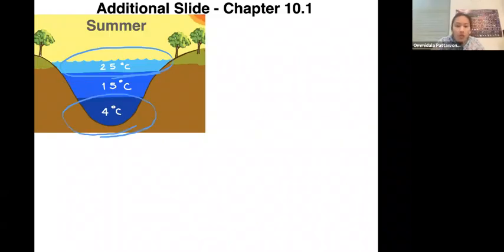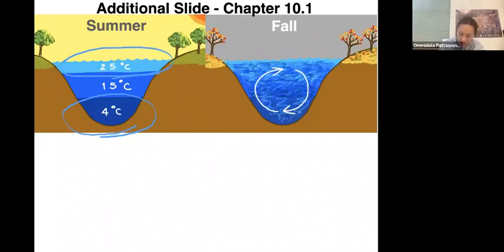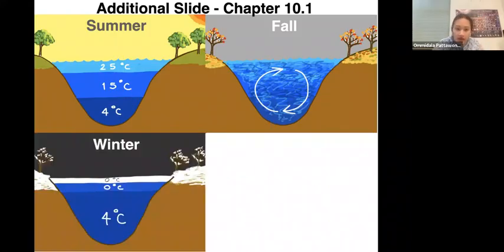And when the fall comes, the temperature drops. The temperatures at the top and bottom are going to get closer and closer together. Therefore, it's going to become more uniform, and you are going to observe the circulation of water, so the water mixes within the lake. And then when the winter hits, you are going to observe that the surface of the water becomes colder and colder, up until it's colder than 4 degrees Celsius.